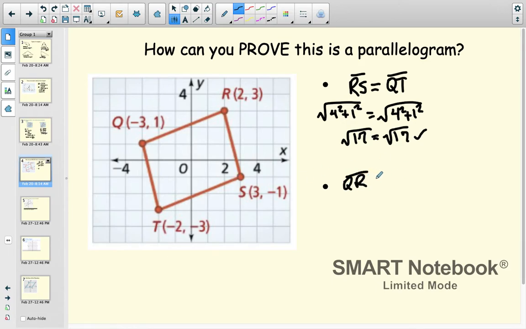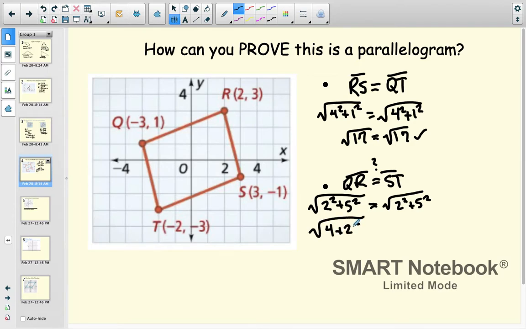So we're going to say QR equal to ST. We're trying to figure that out, right? So we're going to go up 2 and over 5 here. So QR is going to be 2 squared plus 5 squared. And then ST, well, we're going to go down 2 and over 5. And remember, we're just looking for the positive change, right? How much does it change? So then this is going to be 4 plus 25. I mean, you can see that they're equal.